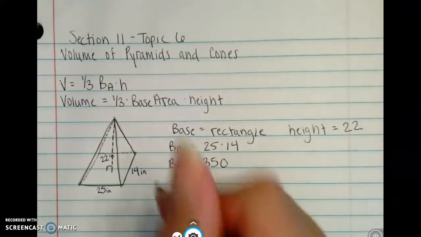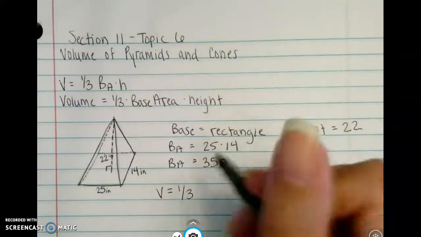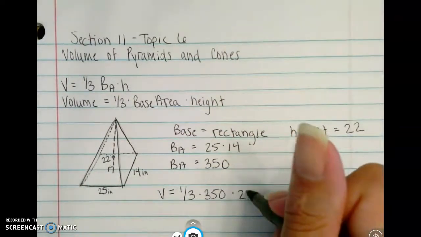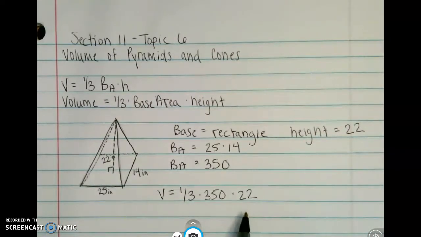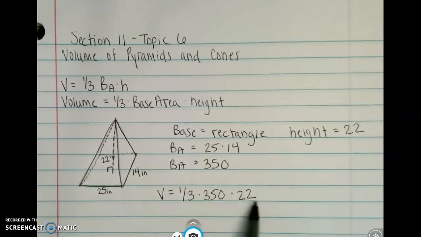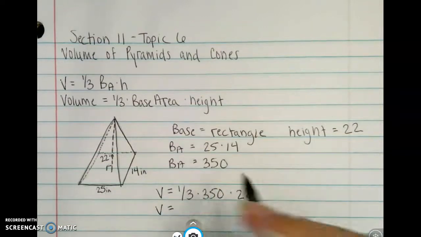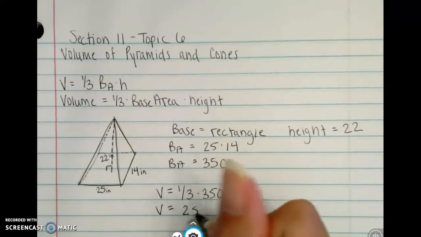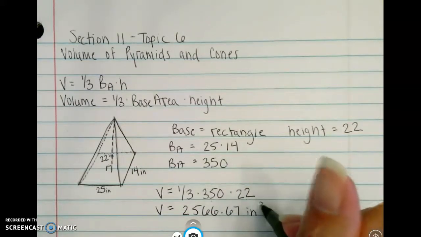So in order to calculate volume, we're using the formula. Volume equals 1/3 the base area, which was 350, times the height, which is 22. So lastly, we're just typing this into the calculator, and honestly the best way to do this would be to do 350 times 22 divided by 3, because multiplying by 1/3 and dividing by 3 is the same thing. So when I do that, I get 2,566.67 inches cubed.